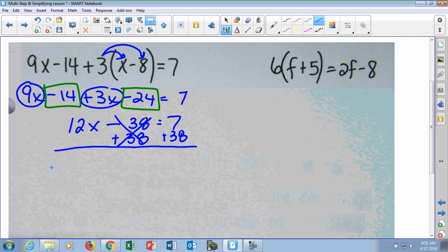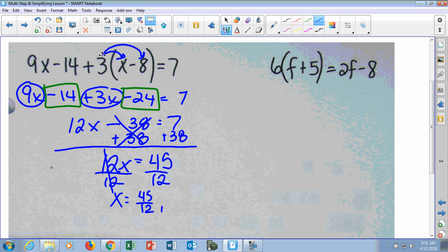And when I do that, that goes away. So I'm left with 12x equals, what's 7 plus 38? 45. So if I want to get x all by itself, what do I have to do? Robert. Divide by 12. Because 12 divided by 12 is 1. So this is 45 twelfths. Or this goes 3 and 9 twelfths, which is 3 and 3 fourths. Or 3.75.